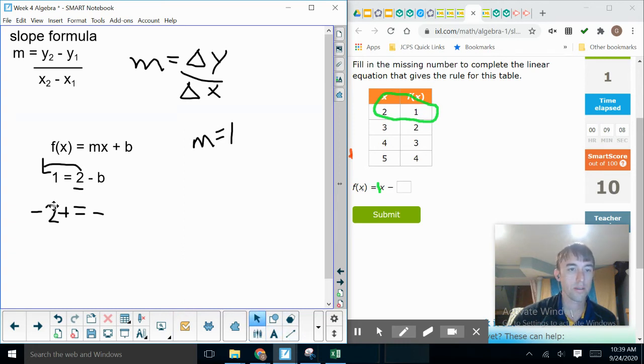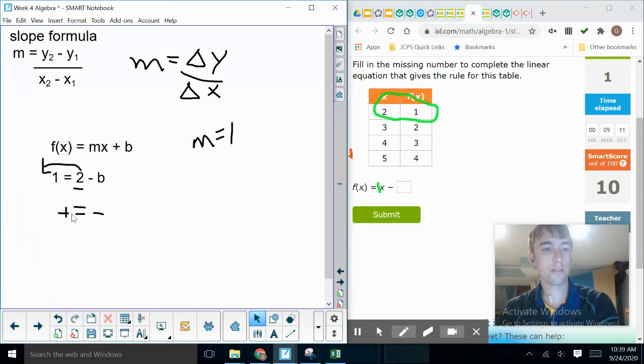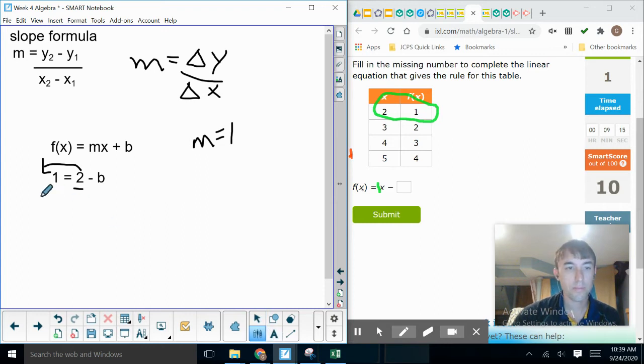Let's erase all that. Let's write it out again. Negative 2 plus 1 equals, so the 2 moved to the other side, it's going to equal negative b. So I need to solve for negative 2 plus 1. Negative 2 plus 1 is negative 1 equals negative b.